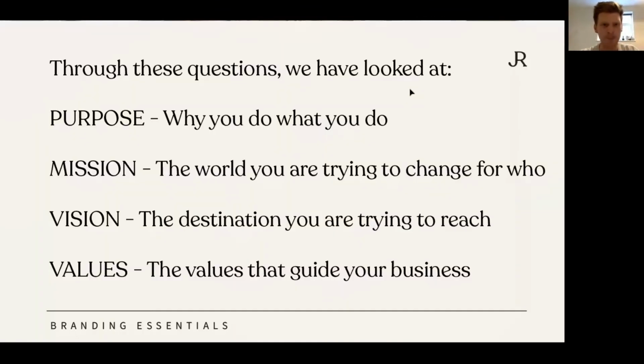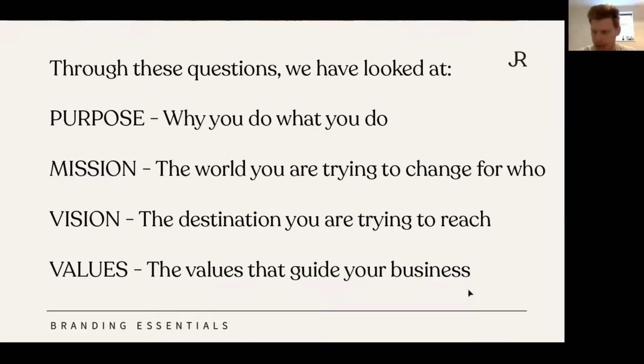They're raving fans. So through these questions, we've looked at the purpose, why you do what you do, the mission you are on, the world you are trying to change, and for who, the vision, the destination you are trying to reach with whatever brand or website you're trying to do at the moment, and then your values, the values that guide your business, who you want to associate yourself with, what brand collaborations you might think about as a result of knowing your values. These are the things that I think are really important to nail down at the start.